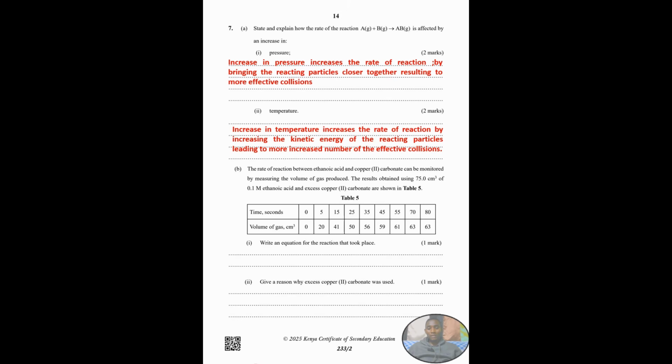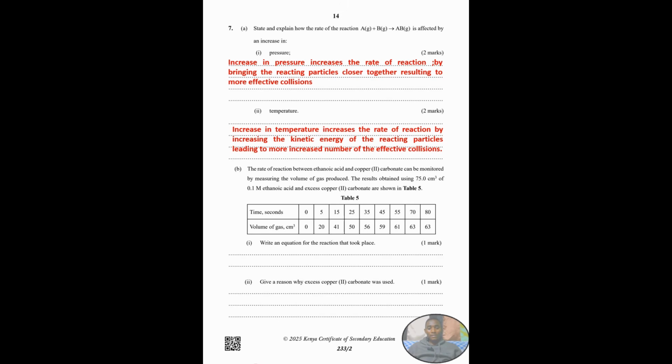So we notice that between 0 to 70 seconds, there was a significant increase in the amount of the gas that was being collected. But after the 70th second, the volume of the collected gas remained the same. So we need to ask ourselves, why is it that the volume remained constant from the 70th second? So the first question: write an equation for the reaction that took place.